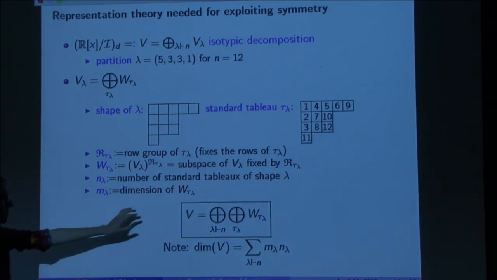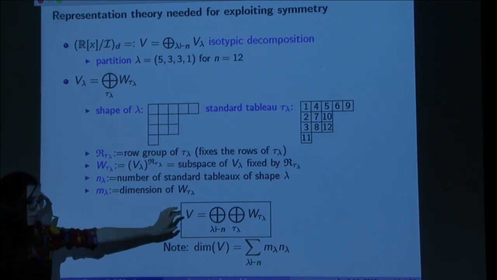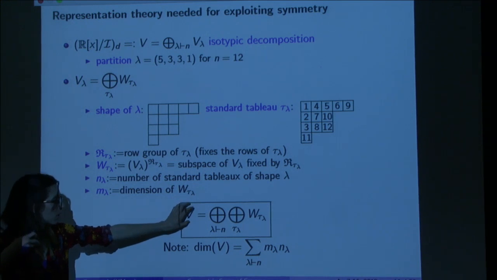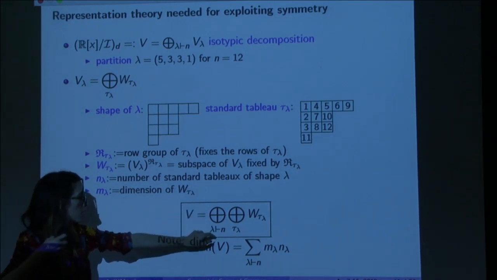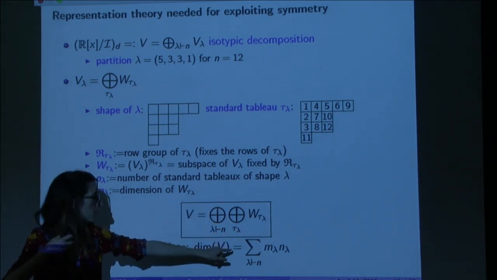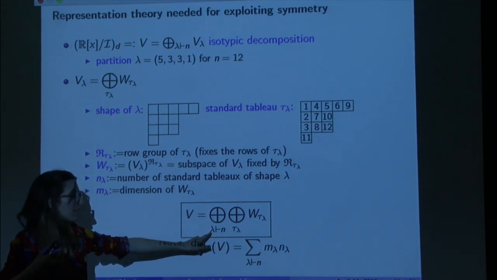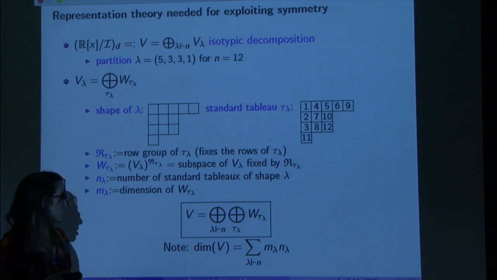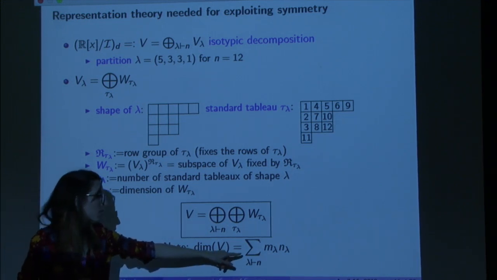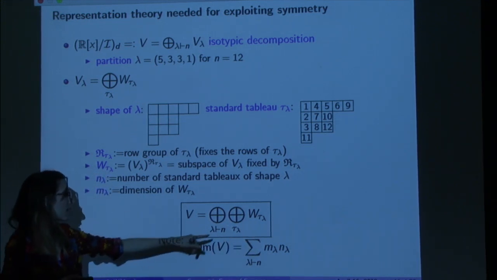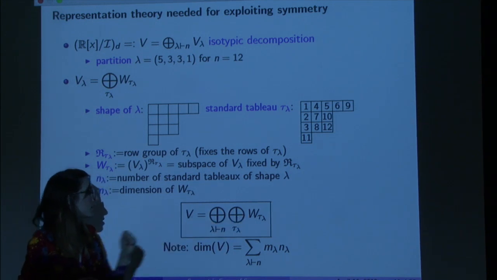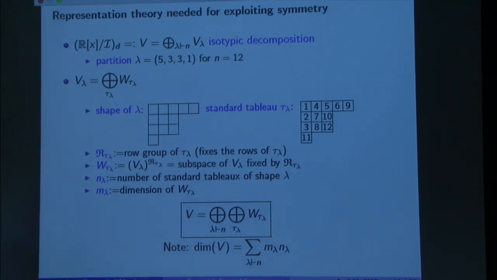So I had my big vector space, right? The place where I'm building my squares from in my sum of squares. And so I'm saying it's going to be a direct sum of W tau lambda for all standard tableau of shape lambda for all partitions lambda of n. So the whole dimension is going to be the sum of the m lambda times n lambda, since I have n lambda standard tableau and each of these guys have dimension m lambda.